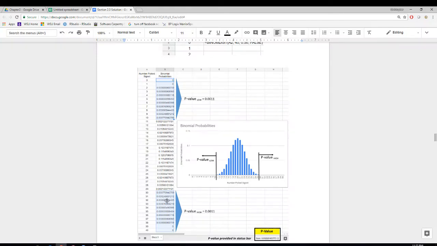And then I need to highlight, again, the binomial probabilities for 30, 31, 32, all the way up through 40 here. I'm calling that p-value high, which is when those are highlighted and added up, I get 0.0011. And I also have those corresponding values on the lower side. So I need to highlight 10, 9, 8, 7, all the way down to 0 as well. Because this is a 50-50 example, the p-value low is going to be the same quantity of 0.0011.